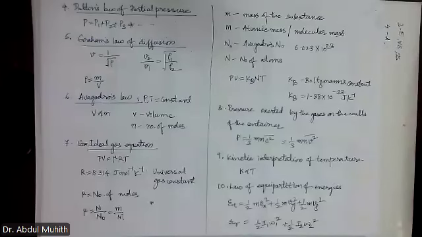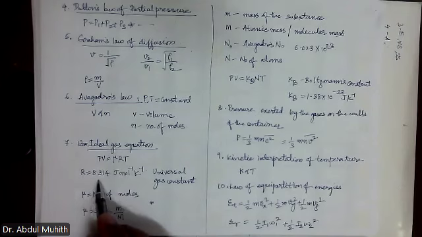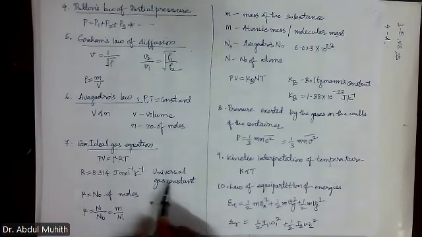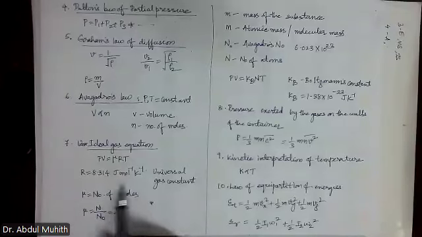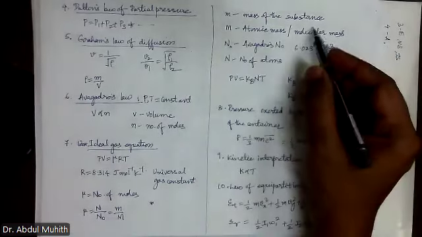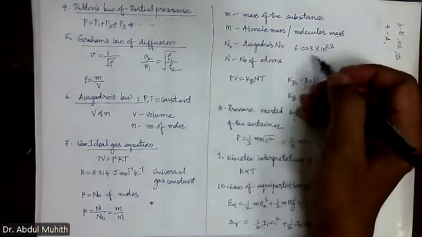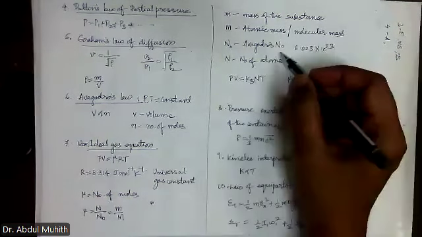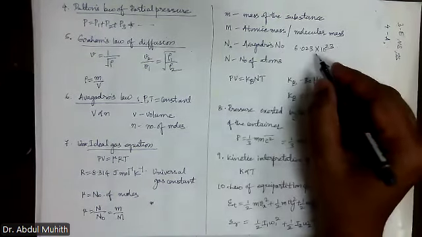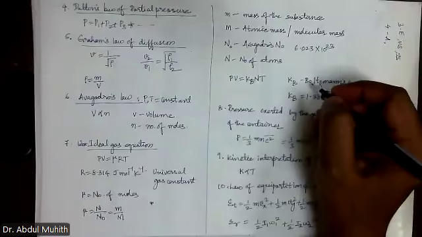Then, okay, so here ideal gas equation PV is equal to mu RT, R is equal to 8.314 joule per mole per Kelvin. This is the universal gas constant, and mu is the number of moles. Mu is equal to N by N0, which is equal to small m by capital M. Small m is the mass of the substance and capital M is the atomic mass or molecular mass. N0 is the Avogadro number, that is equal to 6.023 into 10 to the power of 23.